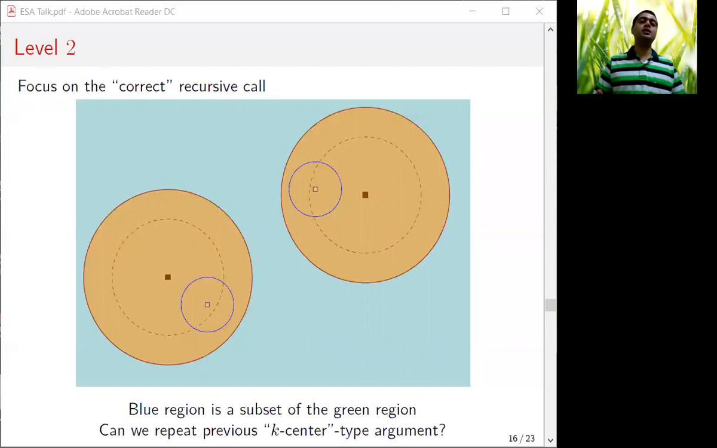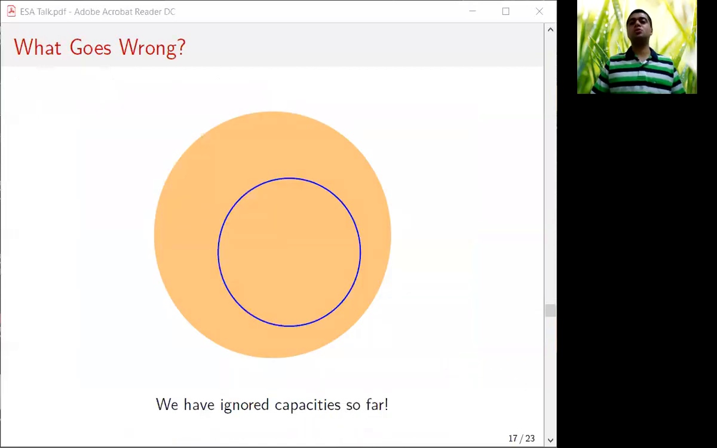So you keep doing this until level T, and then afterwards there's some post-processing where we use a certain Matroid intersection problem to get the final approximate solution. But here we have capacities, and we have completely ignored these capacities so far. So this argument doesn't work. So let's see what goes wrong.